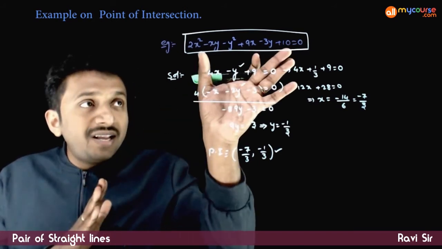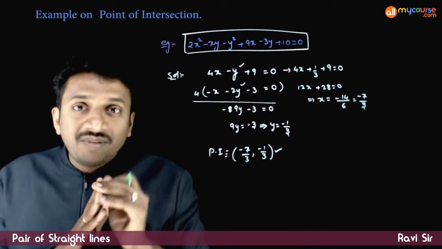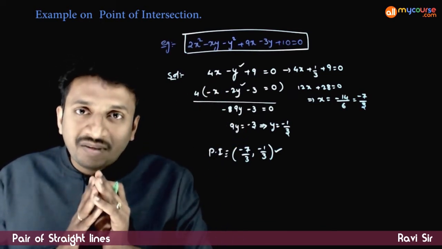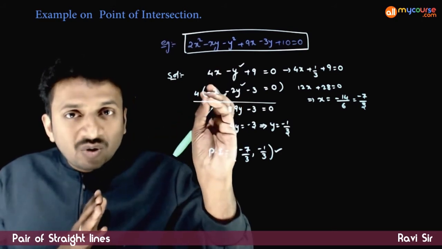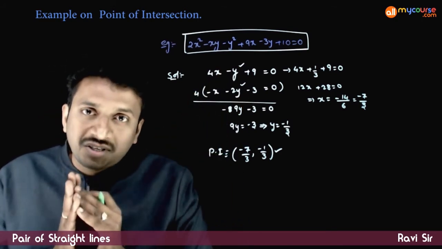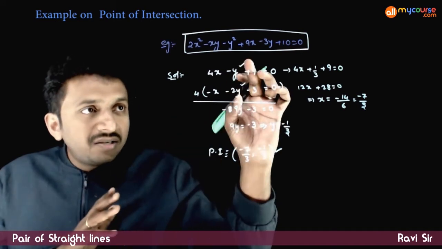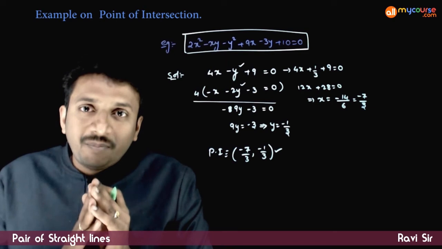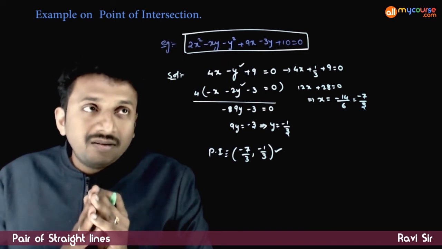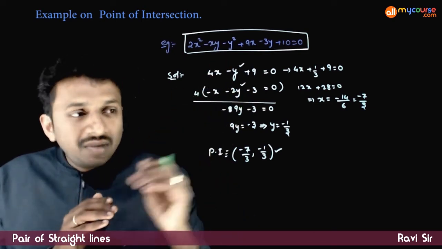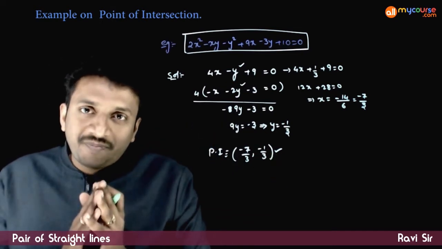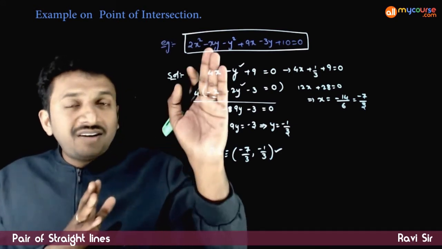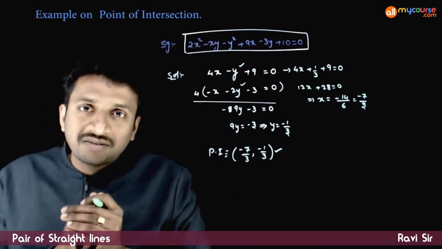If you are asked to find the individual equations which make up this line, you cannot do partial differentiation and get the answers. This method is only useful in finding the point of intersection. There is no relation between these lines and the lines that make this pair of lines. So do the partial differentiation, solve them, you get the point of intersection. That's it. So partial differentiation will not be useful in factorization of this pair of lines.